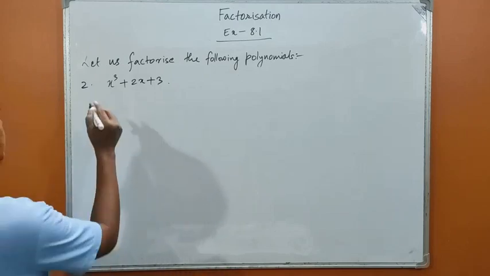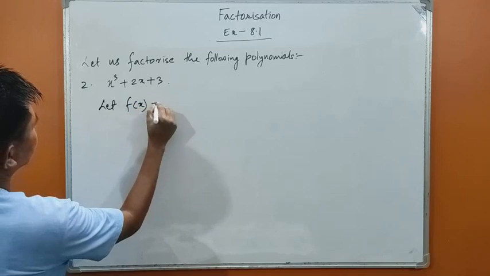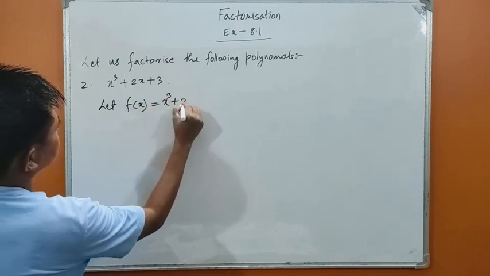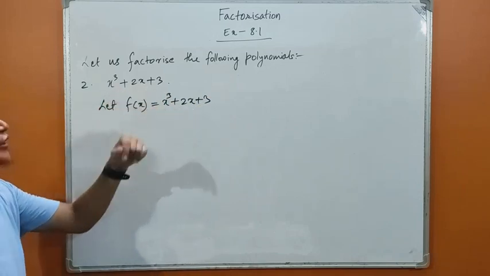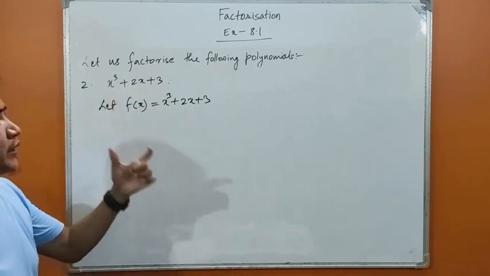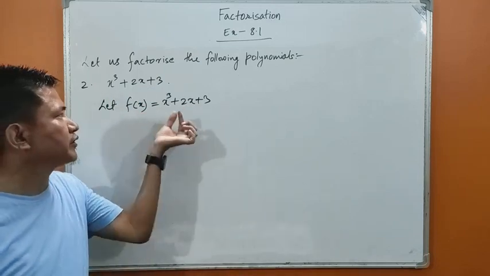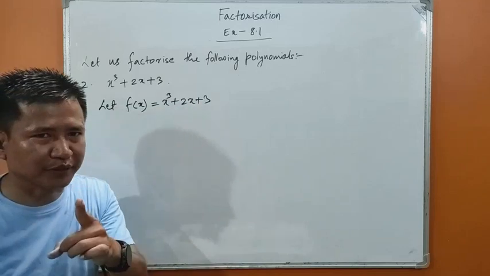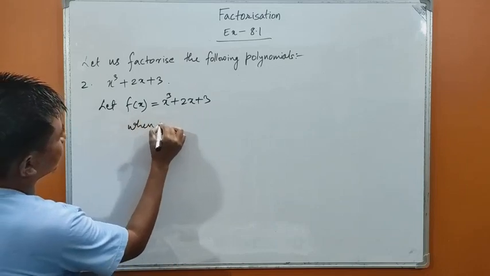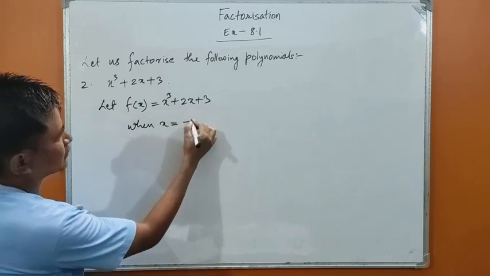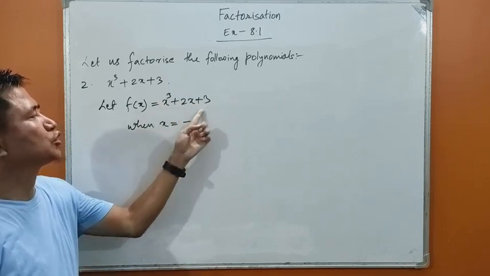Okay, let's do question number 2. Let f(x) equal to x cube plus 2x plus 3. We are asked to factorize x cube plus 2x plus 3. Now we must suppose the value of x such a number that when we put it instead of x, this expression becomes 0. Now let x equal to minus 1, because all the numbers in this expression are plus, so we need a minus number.